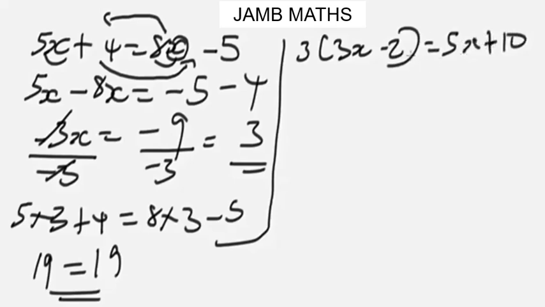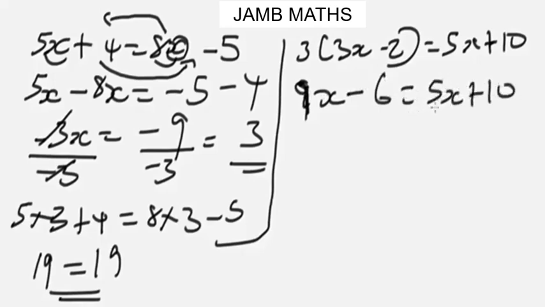We have to simplify this expression. To begin with, let's multiply out the brackets on the left side of this equation. So when you do it, you're going to have 3 times everything. 3 times 3x gives us 9x, minus 6, equals 5x plus 10.